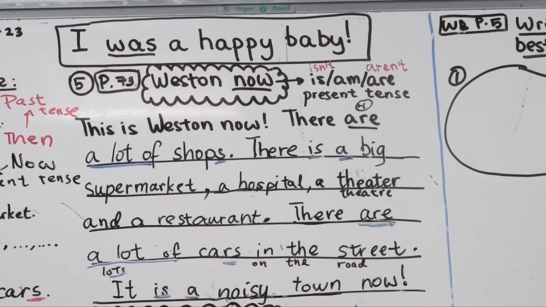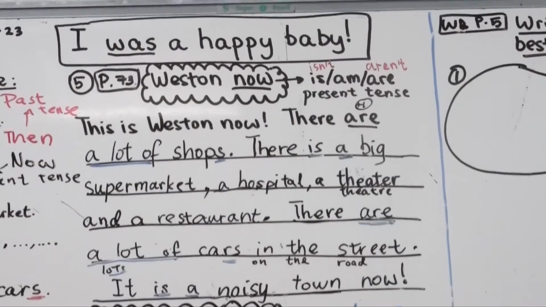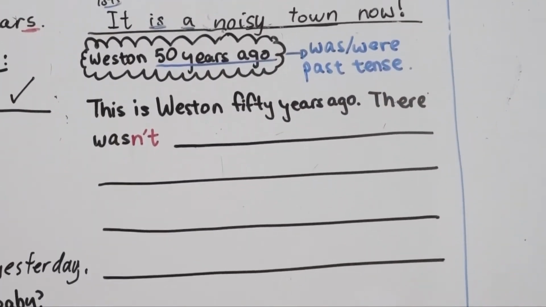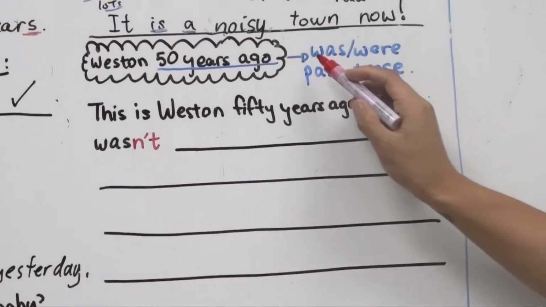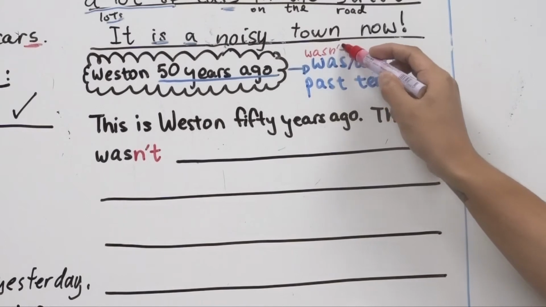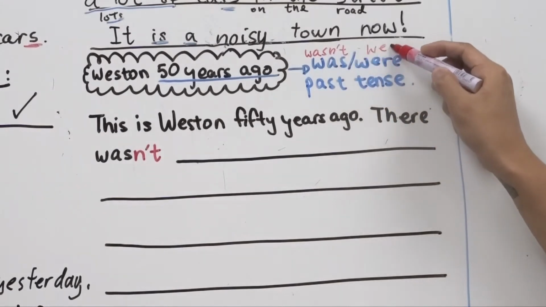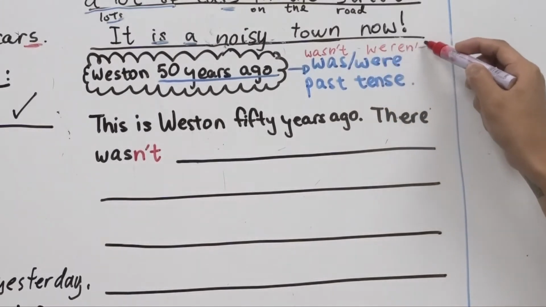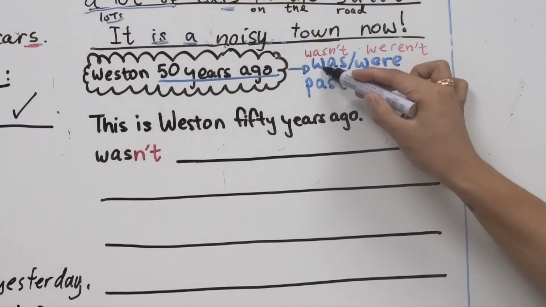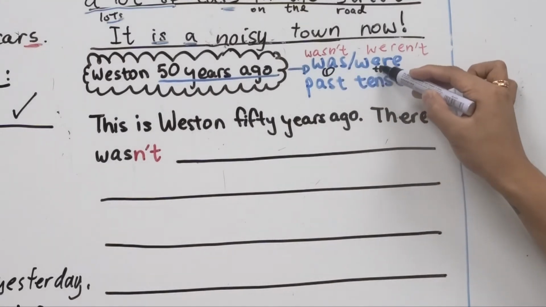50 years ago. So 50 years ago means past tense, right? And in past tense, we have was or were. And we also have the negative forms, wasn't and weren't. Which one to use, okay? So was is only one, and were is more than one, right?